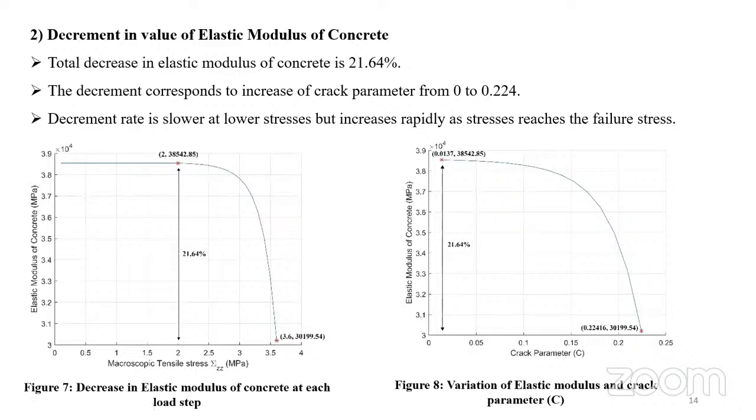Next result shows the decrement of the elastic modulus of the concrete, which is presented first in figure 7 with respect to macro stress, and with respect to crack parameters in figure 8. The total decrement of 21.64% is observed in both cases, and it can be viewed only when the micro cracking starts after 2 megapascal stress is reached. Moreover, figure 8 also suggests the decrement rate is slower at small stresses and faster at high stresses. This is due to the higher number and size of the cracks occurring at the highest stresses.